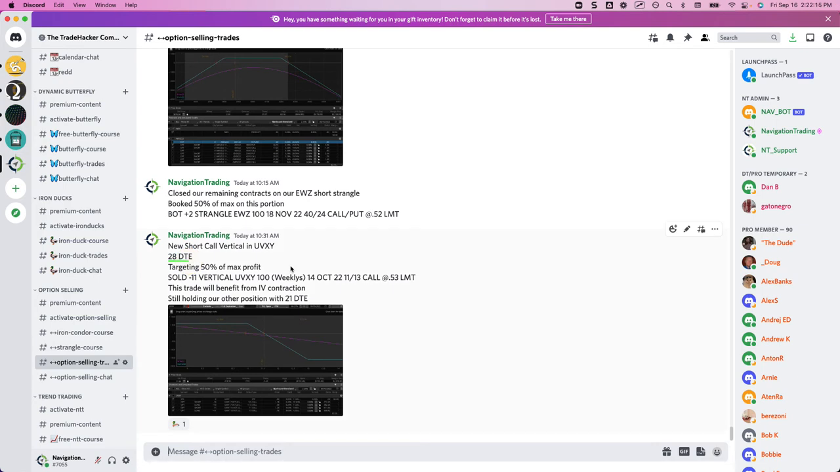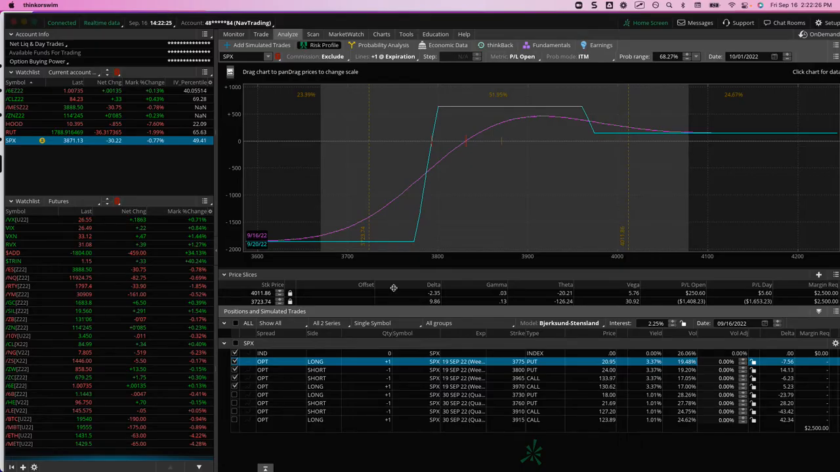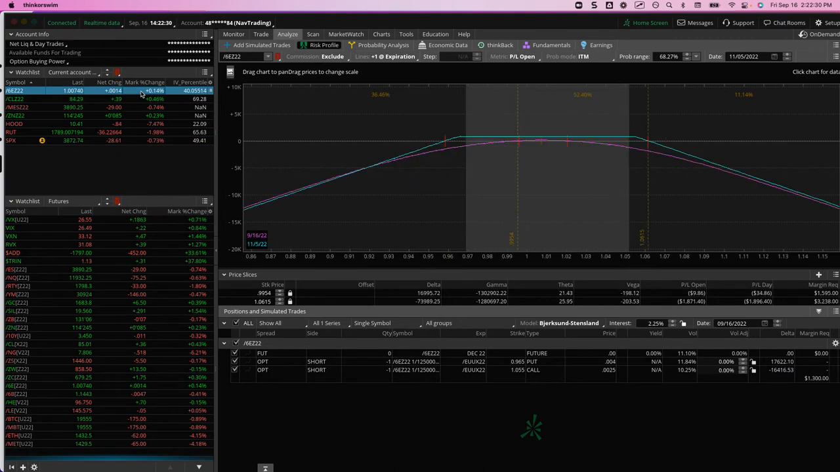So just another implied volatility contraction. If we get a little bit of stability or bounce in stocks into next week, those UVXY trades should do pretty good. So let's take a look at our premium selling positions. One, we've still got a short strangle here in 6E.